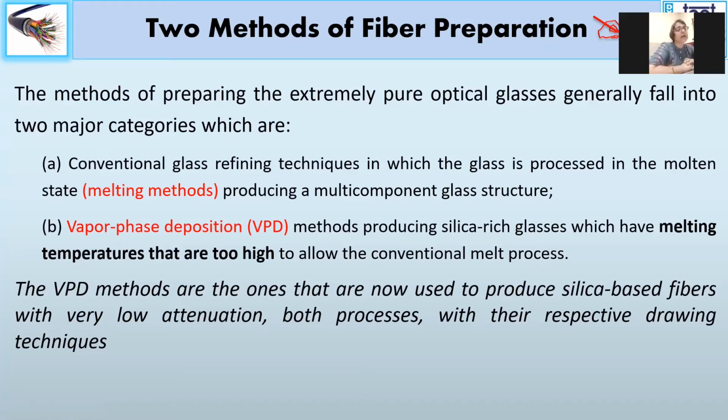So right now the two best processes that are used for fabrication are under the vapor phase deposition method: axial deposition and the MCVD method, that is modified chemical vapor deposition. These are the two processes that we'll be studying in detail, understanding how they give us the required refractive index profile, along with how we can actually control the refractive index profile.